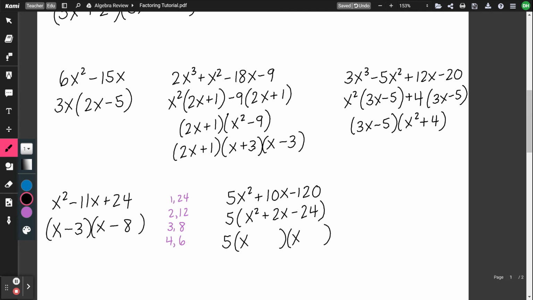This time it's negative though, so one has to be positive and the other has to be negative. So if I go with positive 6 and negative 4, now when I combine, that gives me negative 4x. That gives me 6x. Combined is 2x, so that works.